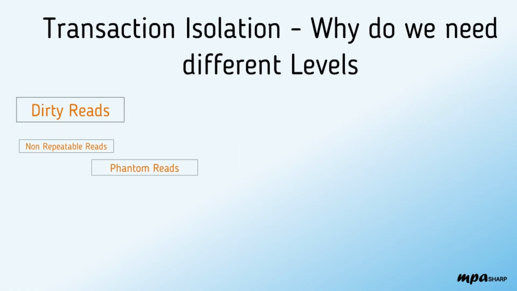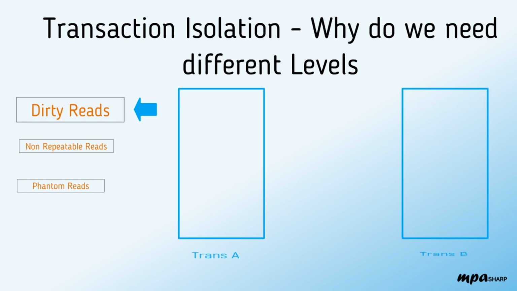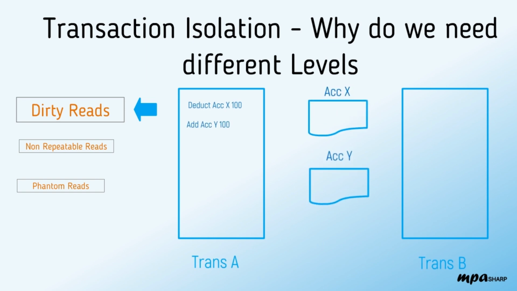Let us first look at dirty reads. Let's consider we have two transactions, transaction A and transaction B. Transaction A is transferring money between two accounts, and transaction B is creating a report for a manager on those same accounts. They both run at the same time. First, transaction A deducts 100 from account X, which makes the account X balance 1900.